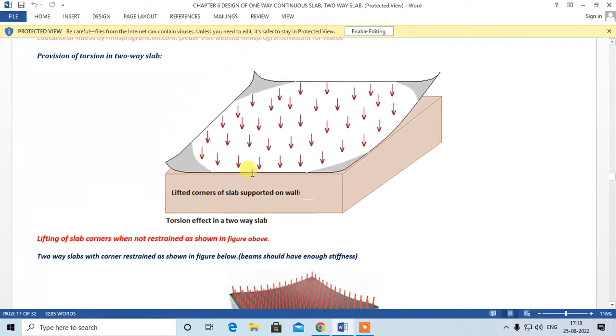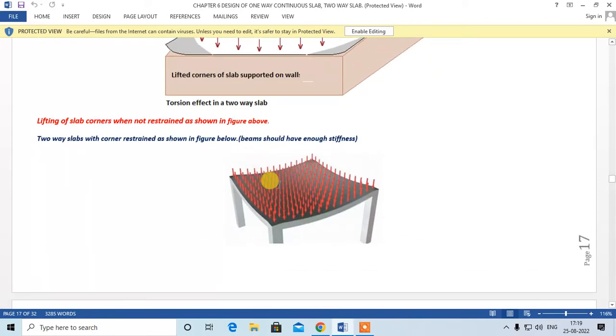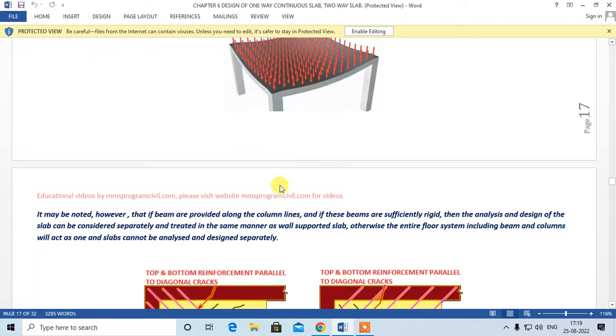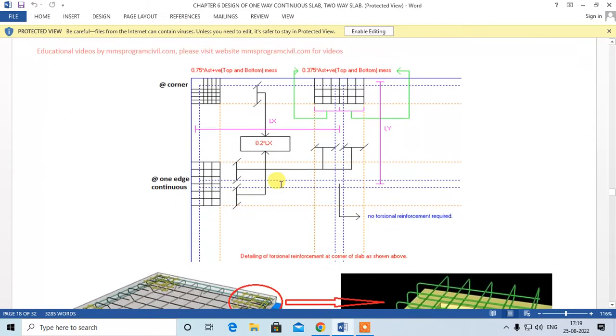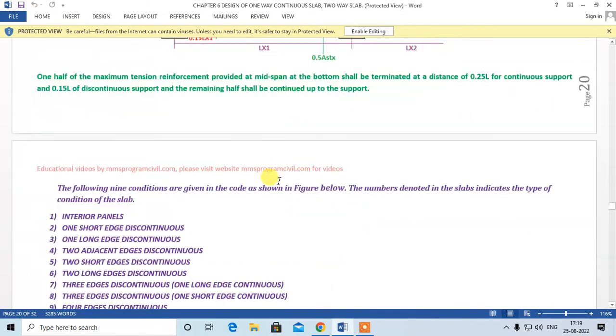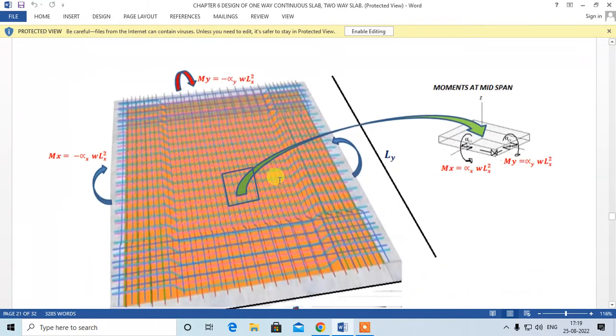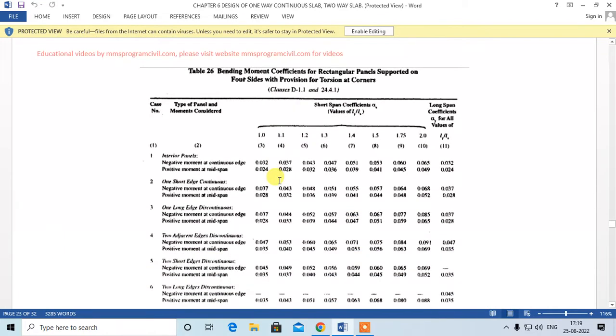And when the corners are allowed to uplift, for a simply supported two-way slab, then for that case you have to use Table 27, right? So now we are focusing on Table 26, right? So let us come to Table 26 given in the code. There are nine conditions, and for the nine conditions, different values of alpha x and alpha y are given over here. Okay, these are the aspect ratios, that is Ly by Lx. These are the different conditions. First is the interior panel, and second, and so on, right? Which we have already seen.